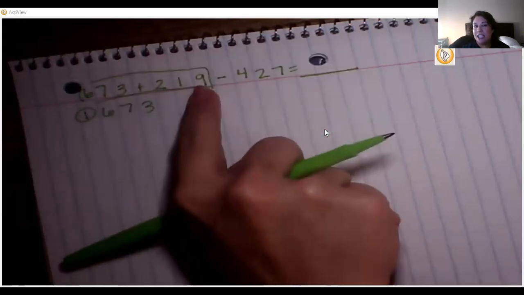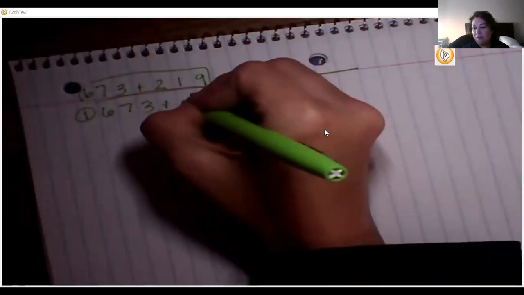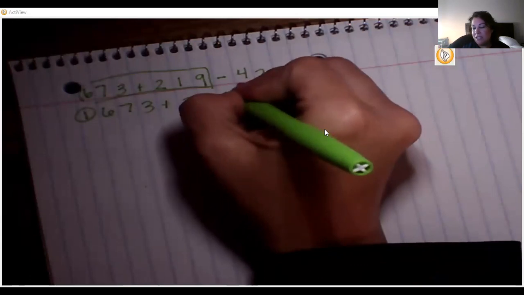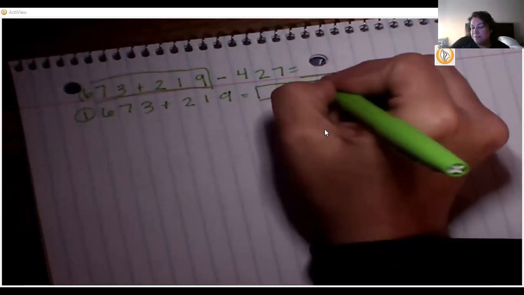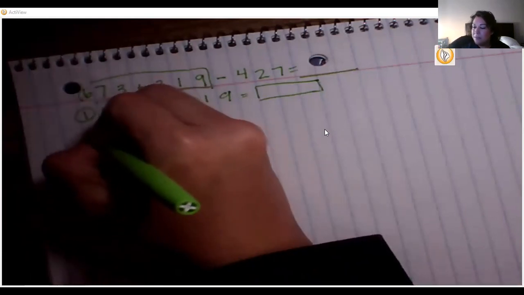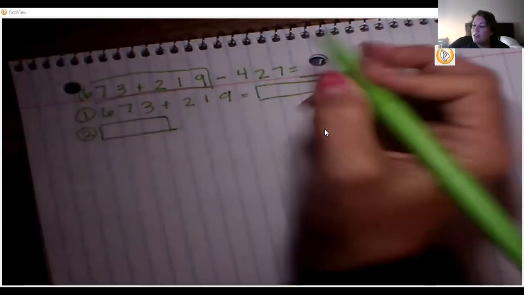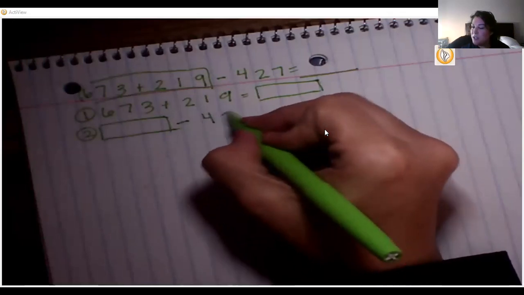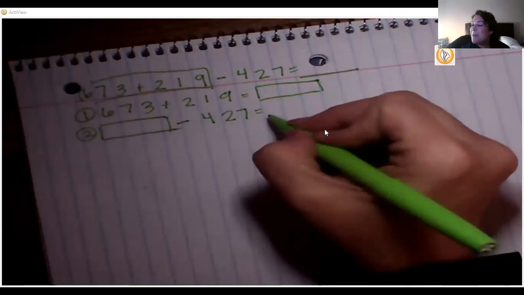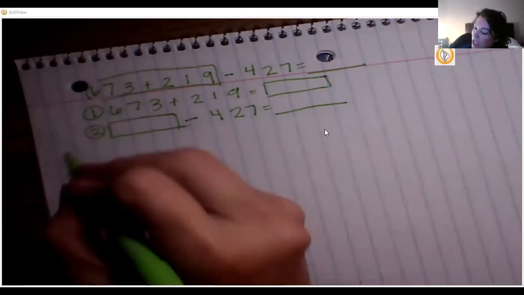Your teacher might be satisfied if you just put your box around it. You know what your teacher wants to see. Miss Austin and Miss Gomez's classes, I want to see your plan. That's going to give me a box answer. Step 2, you're going to take that box answer and we're going to finish the problem. Minus 427 will give me the whole answer. So let's do some solving now.